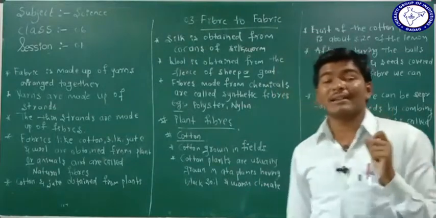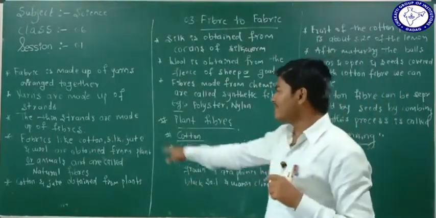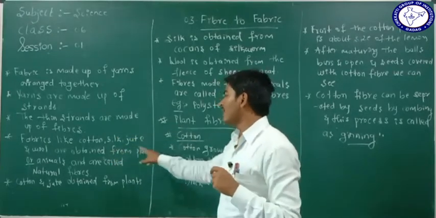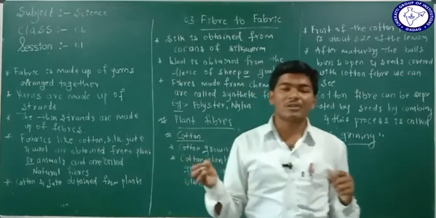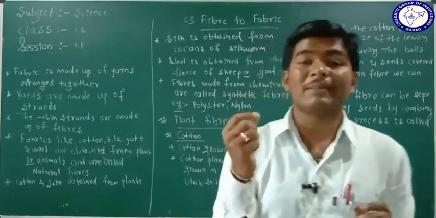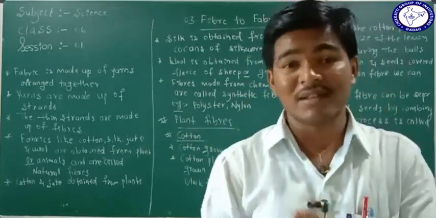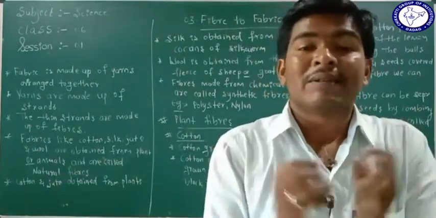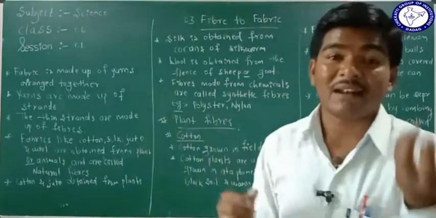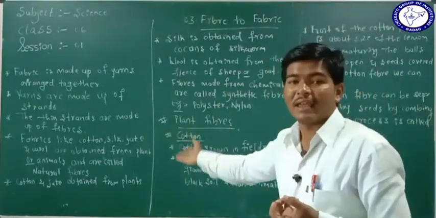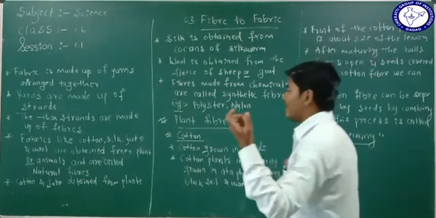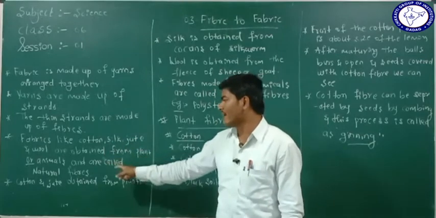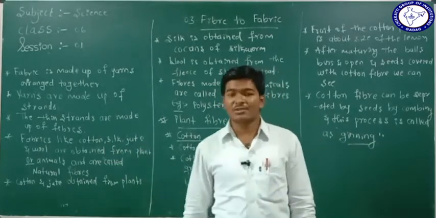Have you understood that strands are made up of fibers? But how do we get the fibers? See here, fabrics like cotton, silk, jute and wool are obtained from plant and animal fibers. We obtain those fibers from plants and animals. Fabrics like cotton, silk, jute and wool are obtained from plants or animals, and they are called natural fibers.